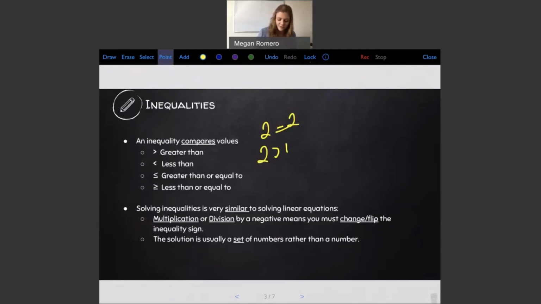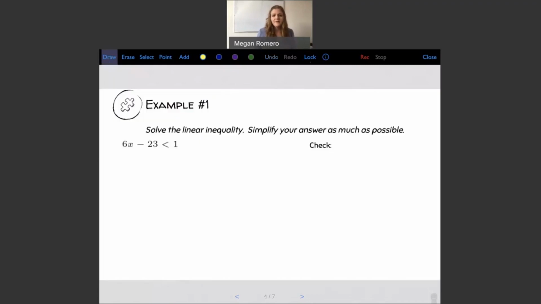So for instance, when solving equations, we would get something like x equals 3. This is for an equation. For an inequality, we might get something like x is greater than 3. Okay, so here it's very important that we include the entire set of numbers in our solution for whatever we get. Example 1. Solve the linear inequality. Simplify your answer as much as possible. And I'll show you a way that you can kind of check your answers with these.